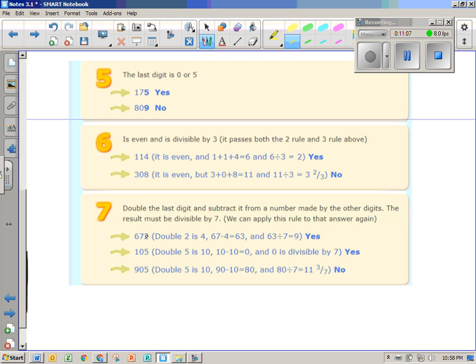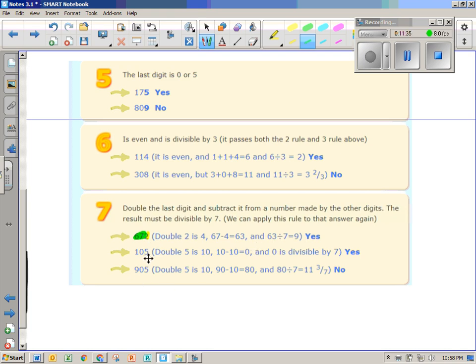Okay, so right here you double 2 and you get 4, and the number that you have left over there is 67. You subtract the 4 from 67 and you get 63. Well, 63 is divisible by 7, so that means 672 is divisible by 7. So it takes a little time to get used to.